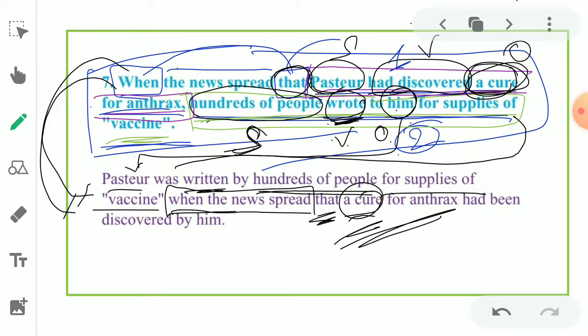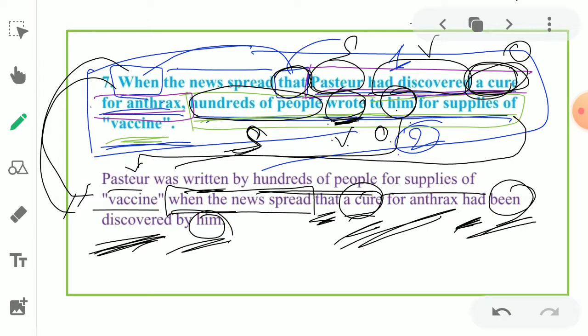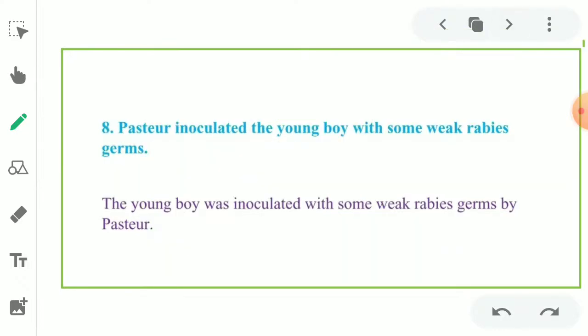The tense is given, so the helping verb is had. After the helping verb, we have to take been. Had been discovered, V3 form of discover, by him. Him refers to Pasteur. So this is the way you have to complete the sentence. It is very tricky to understand, so you just have to go through it again. Okay. Yes. Let's move on.